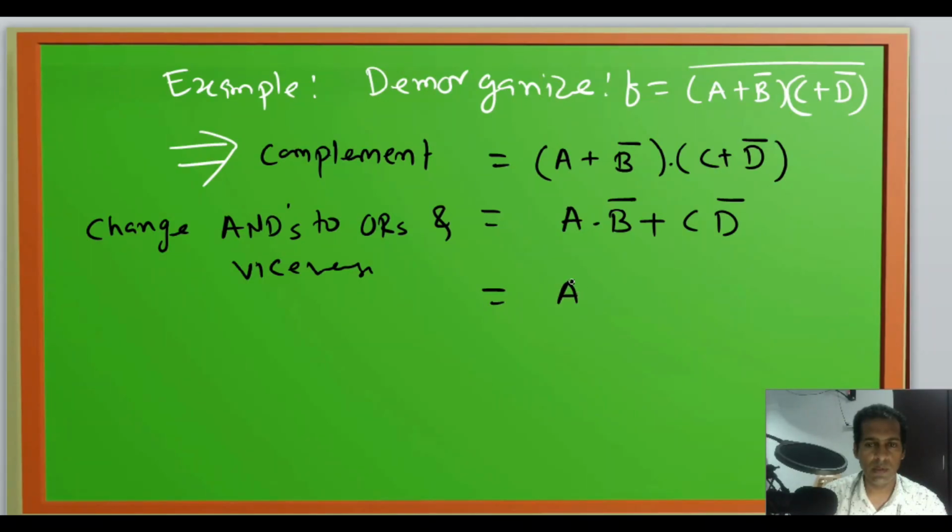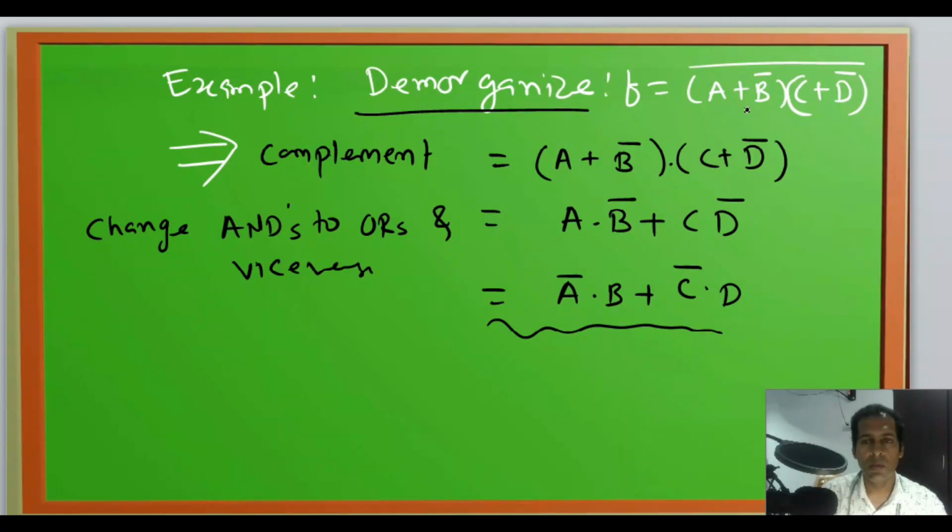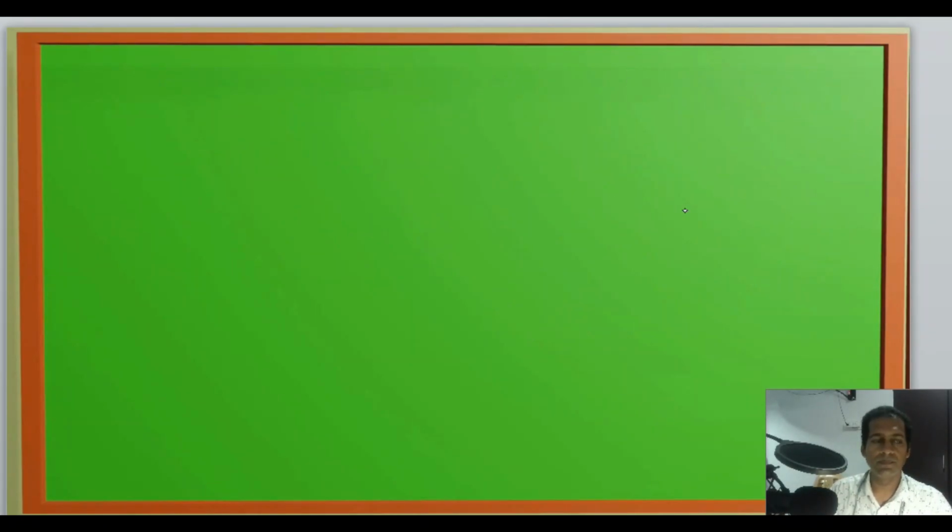So what we will get is a bar dot b plus c bar dot d. So this is the De Morganize of this function. What we have done is converted the sums into products and products into sums. This is a very important concept. Now let us see the next example.